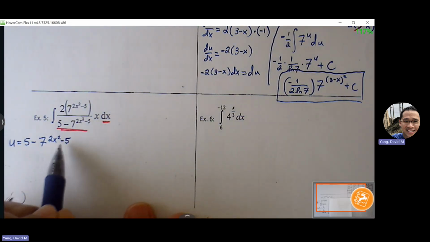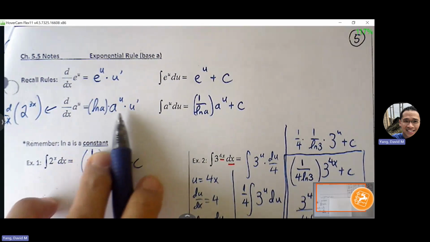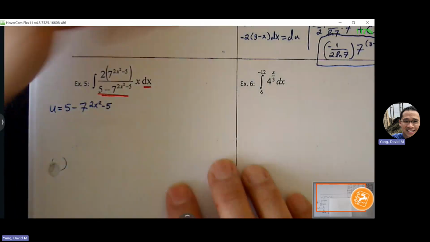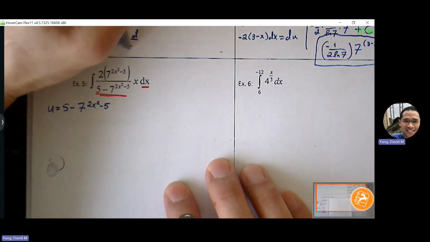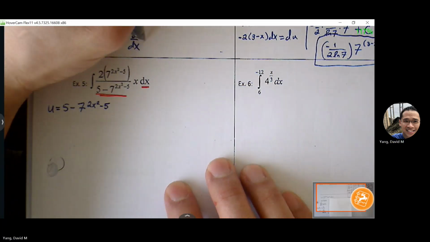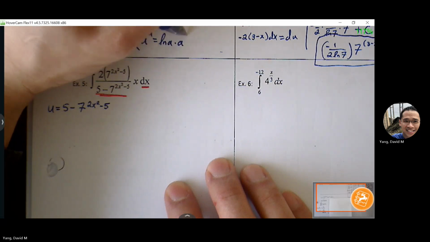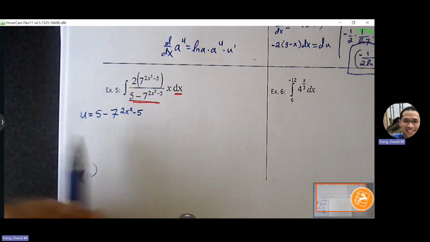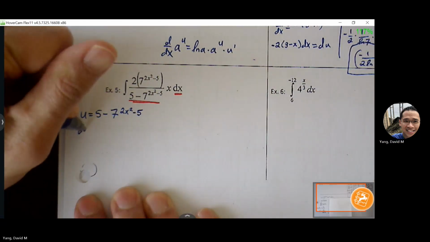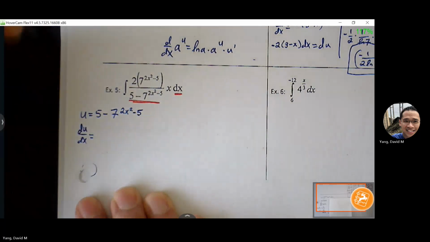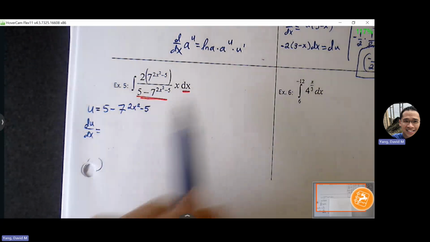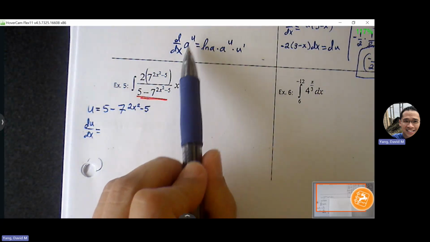Now this is a to the u derivative, so we go back and think about what the derivative of a to the u looks like. So this is our rule. I'll copy that down above and see what rule we're going to be using. Okay, so du dx. All right, one term at a time. The 5 goes to a 0. Okay, so we're just focused on the negative 7 raised to the 2x squared minus 5.